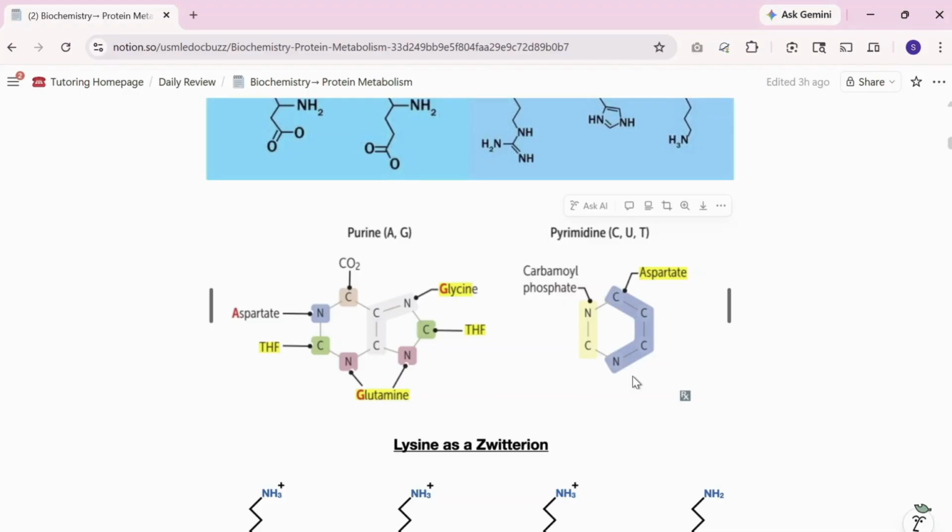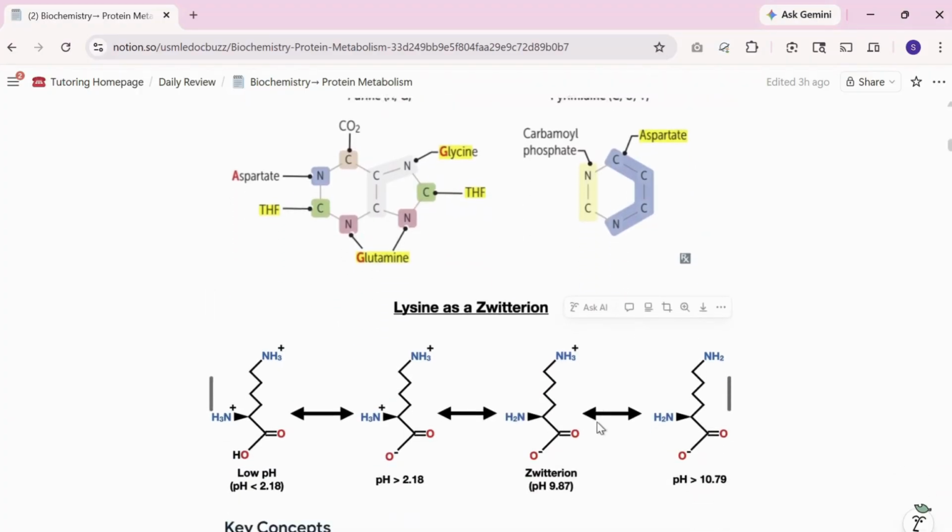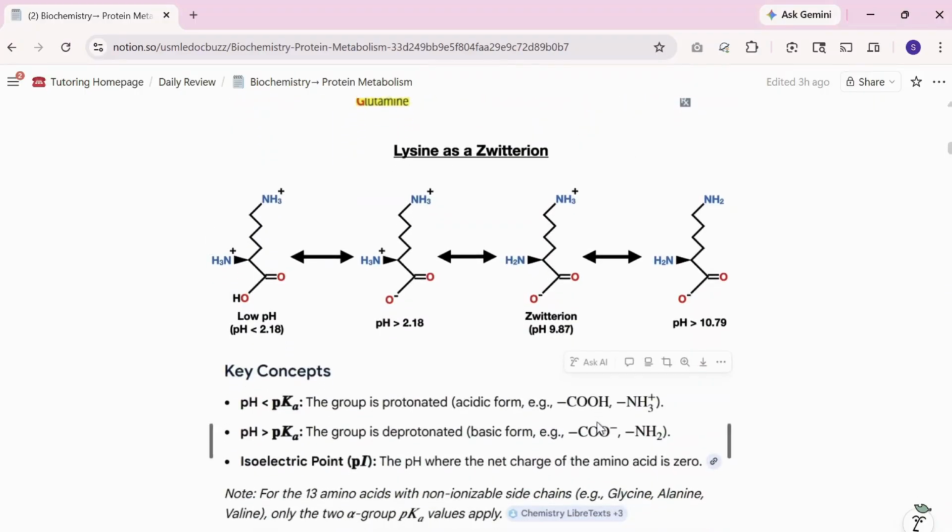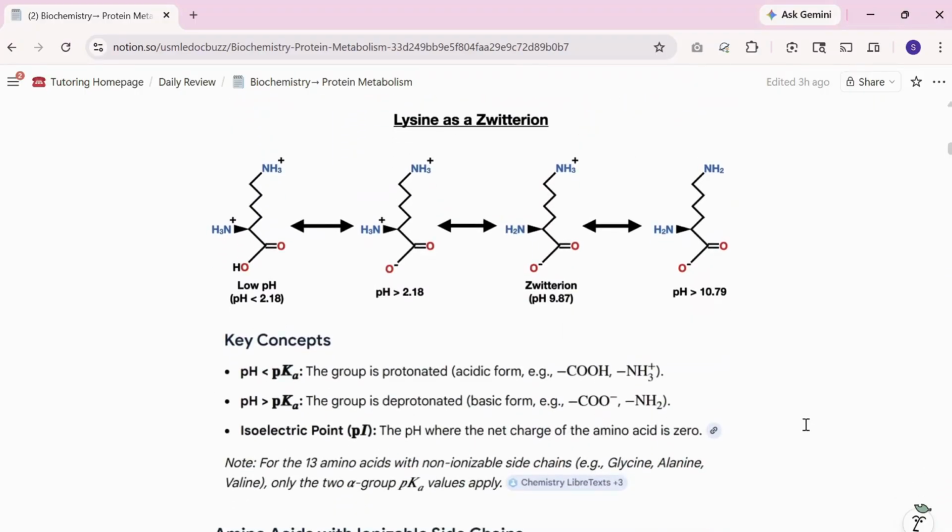Amino acids have both an acidic group and a basic group, right? They exist in two forms. They can exist in the acidic form, where low pH ends up charging the basic side of things. Or they can exist in high pH, which basically means the acidic side of things is charged. So they can be a positive ion or a negative ion, depending on the environment they are in. This concept is called pKa.